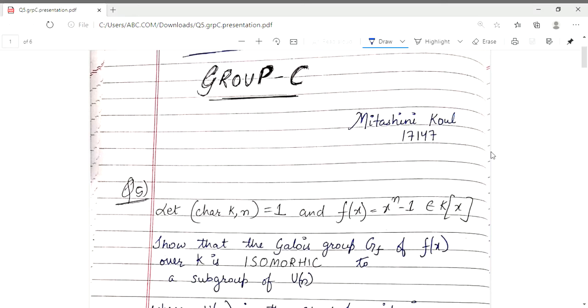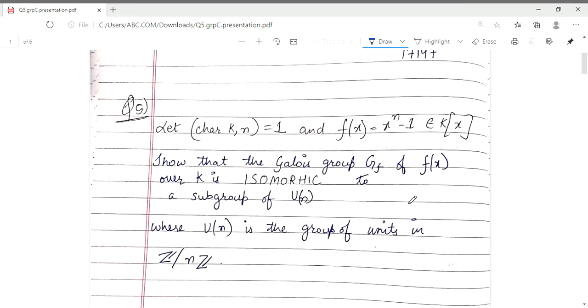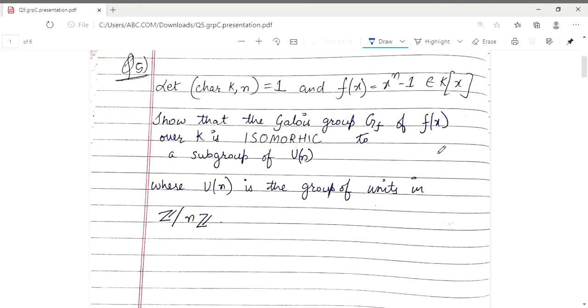Dashini, and the question that has been given to me is presentation 2, Group C, question 5. Let characteristic k not divide n, that is, characteristic of k does not divide n, and f of x is equal to x power n minus 1 belongs to k[x]. Show that the Galois group GF of f of x over k is isomorphic to a subgroup of Un, where Un is the group of units in Z/nZ.